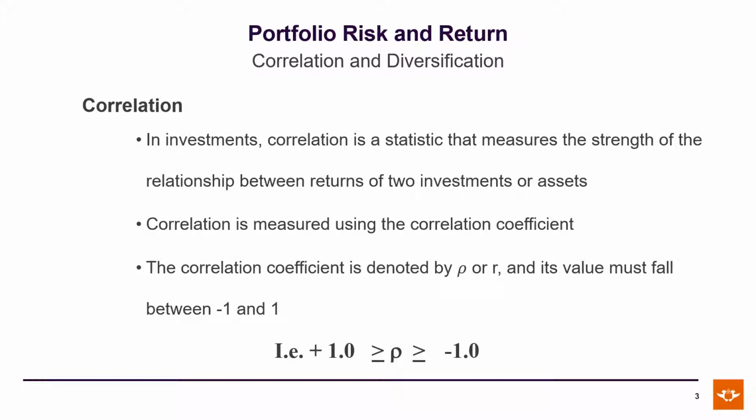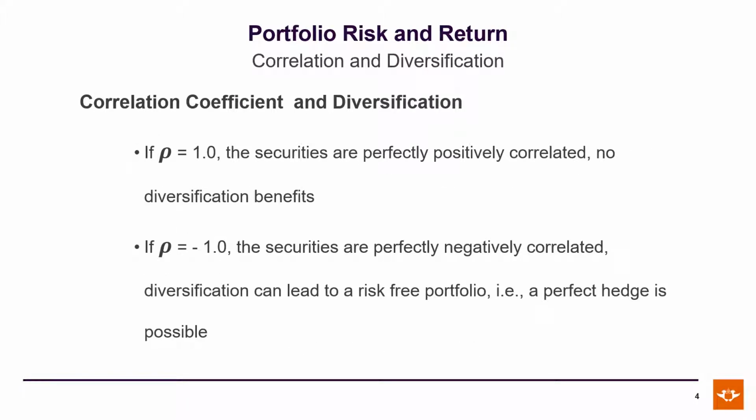In investments, correlation is a statistic that measures the strength of the relationship between the returns of two investments or assets. Correlation is measured using the correlation coefficient, whose values lie between -1 and +1. The correlation coefficient is denoted by the Greek symbol ρ or the letter R.